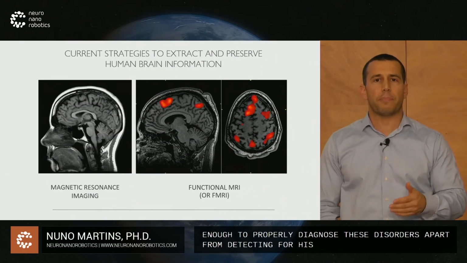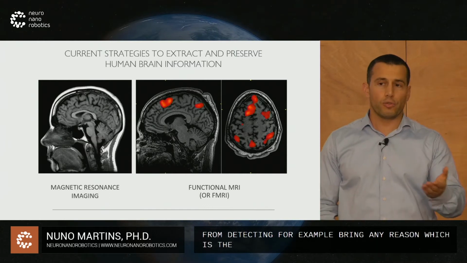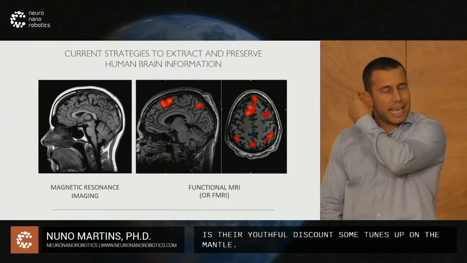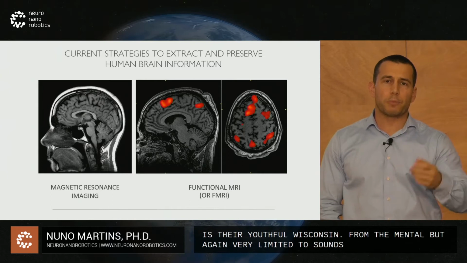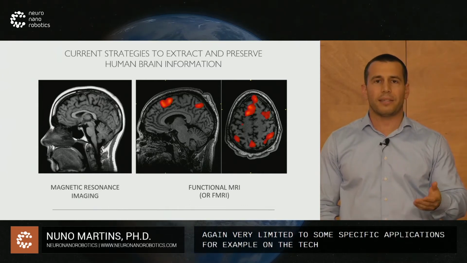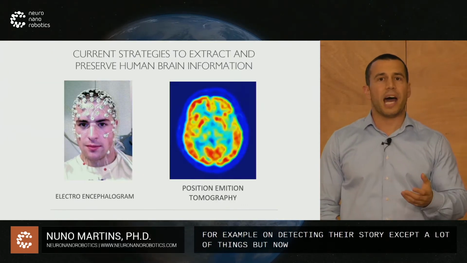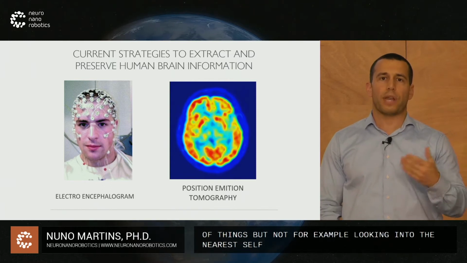Apart from detecting, for example, brain aneurysms, which is very useful, these kinds of tools are fundamental, but again, very limited to some specific applications, for example, on detecting encephalopathies, but not, for example, looking into the neuron cell for diagnosing Parkinson's.